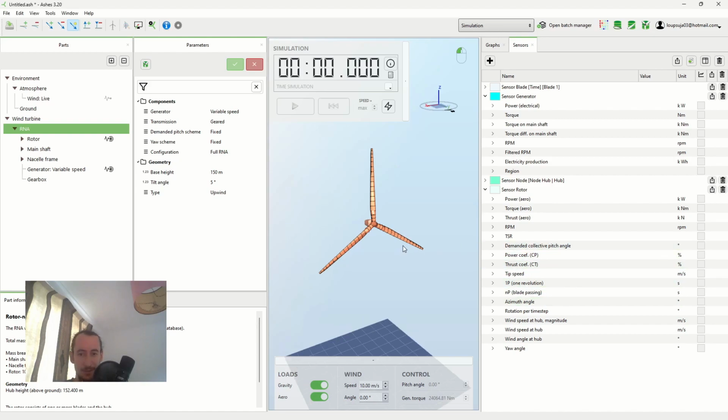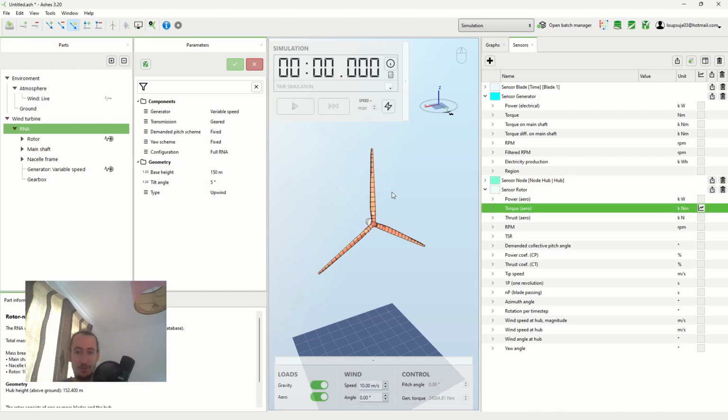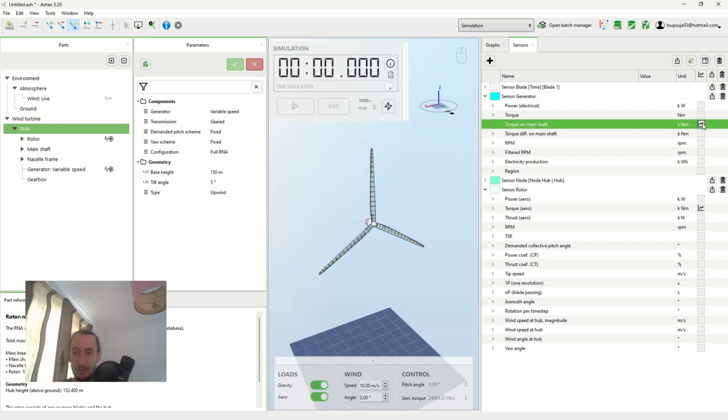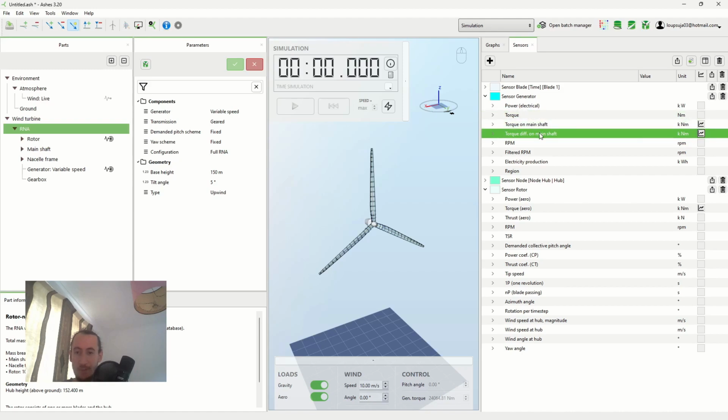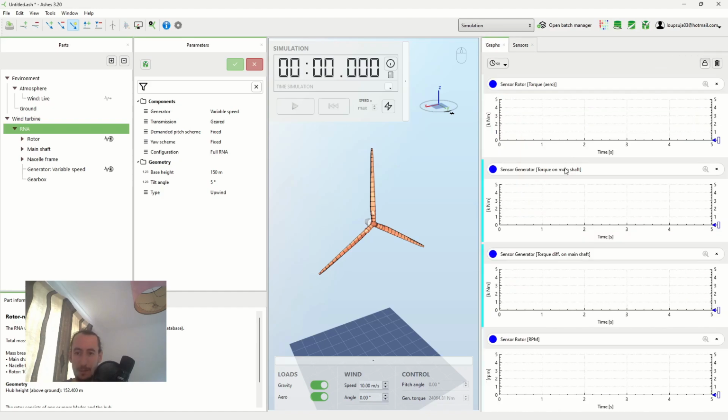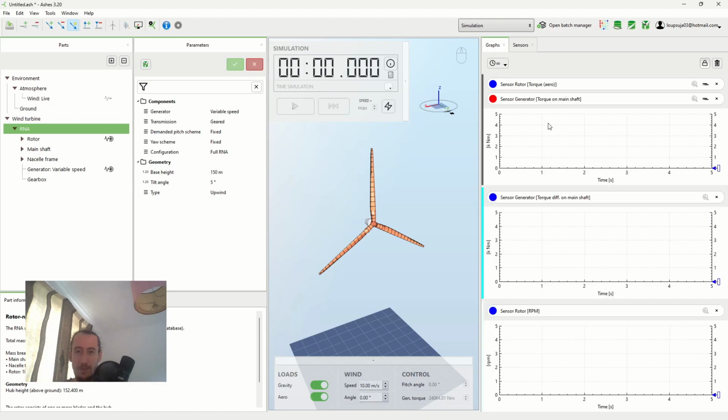We're going to have a look at the aerodynamic torque, that's the torque produced by the aerodynamic loads on the main shaft. We're going to look at the generator torque as well. And this one here, that's the difference between the two, so the aerodynamic torque minus the generator torque. And lastly, we're going to have a look at the RPM. And we can put these two together.